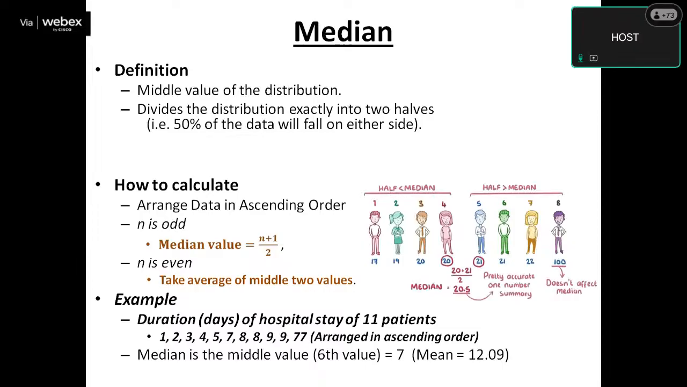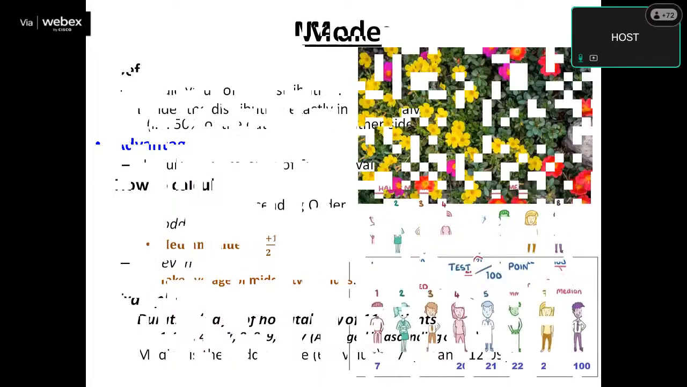Now we can see another example. Here n is an even number. So we take the middle two values and make an average of them, so that we can calculate the median. And if you have observed, here we have an extreme value, but the median value is not affected, and that is why the median is useful in the case of data with extreme values.